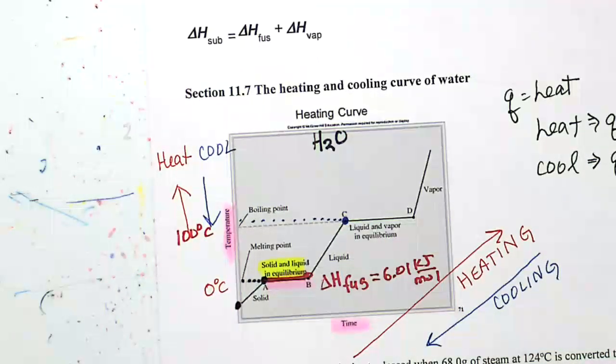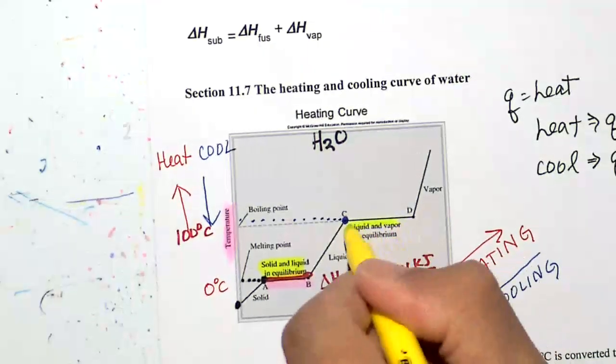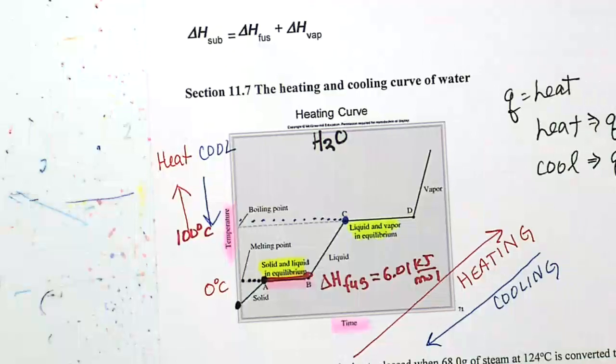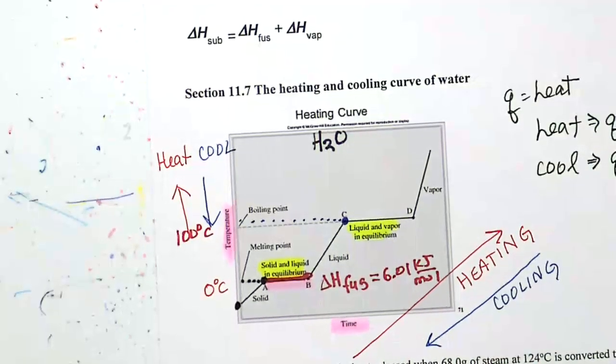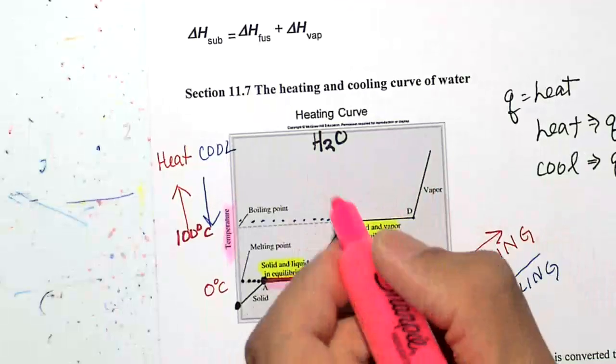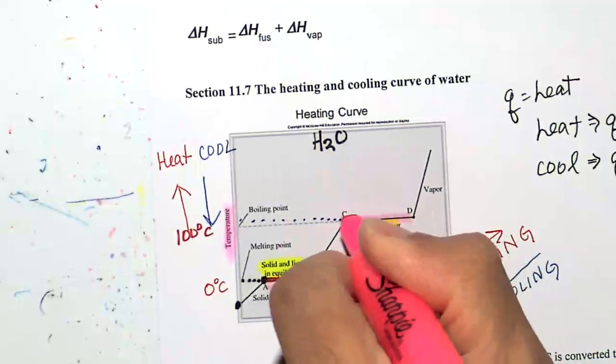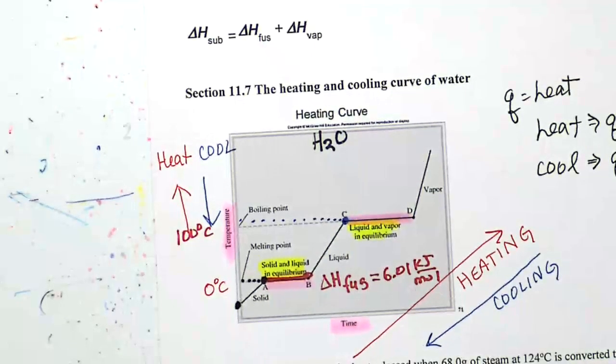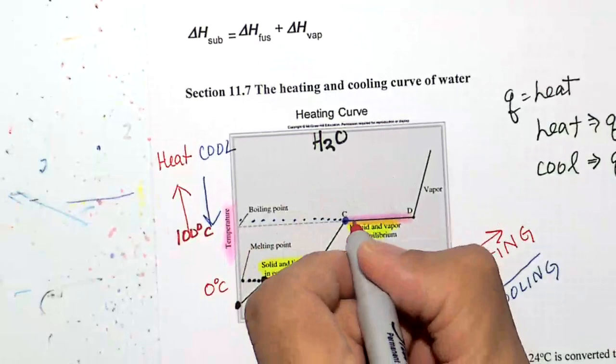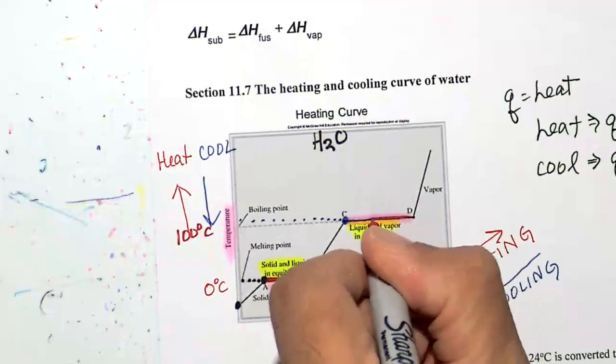So once you reach 100 degrees C for water, what two phases do you have? You not only have liquid, but what also begins to form? Gas or vapor. So you heat some more, but notice that we're kind of stuck here. This is the second phase change.